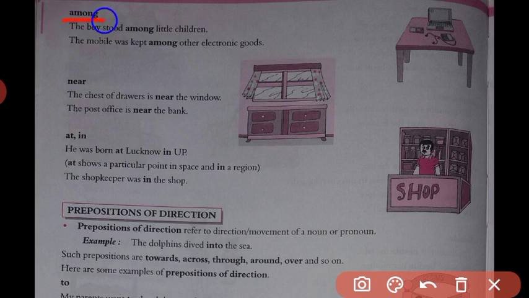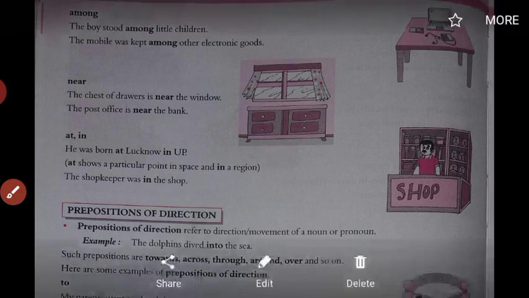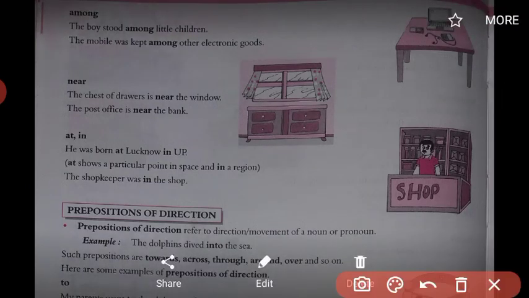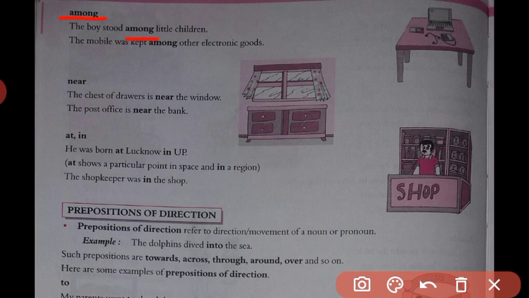See, among. The boy stood among the little children. Here we are learning among. The boy stood among little children. How does it differ from the preposition between? Because whenever we want to place a thing between two, then it is between. But more than two, that means among.